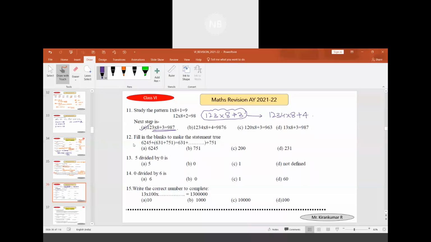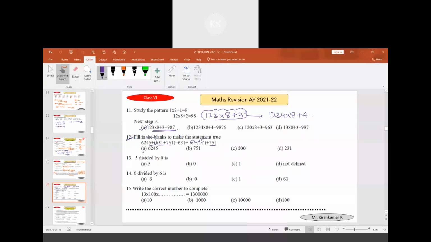Very good. Look at this, fill in the blank. 6245 plus 631 plus 751. These are there within the brackets. Now this 751 is written separately. 631 is there. You have to rearrange this. So it becomes 6245. Option A is correct.